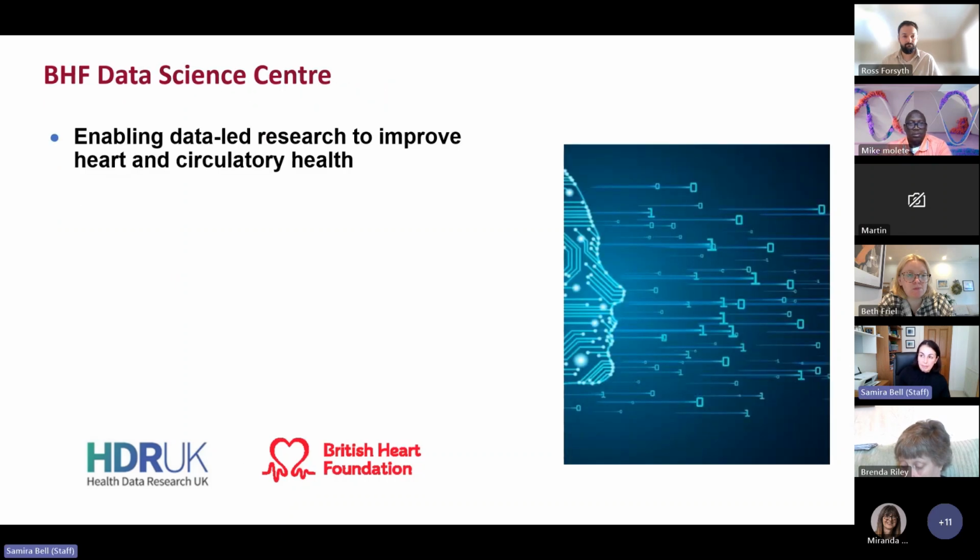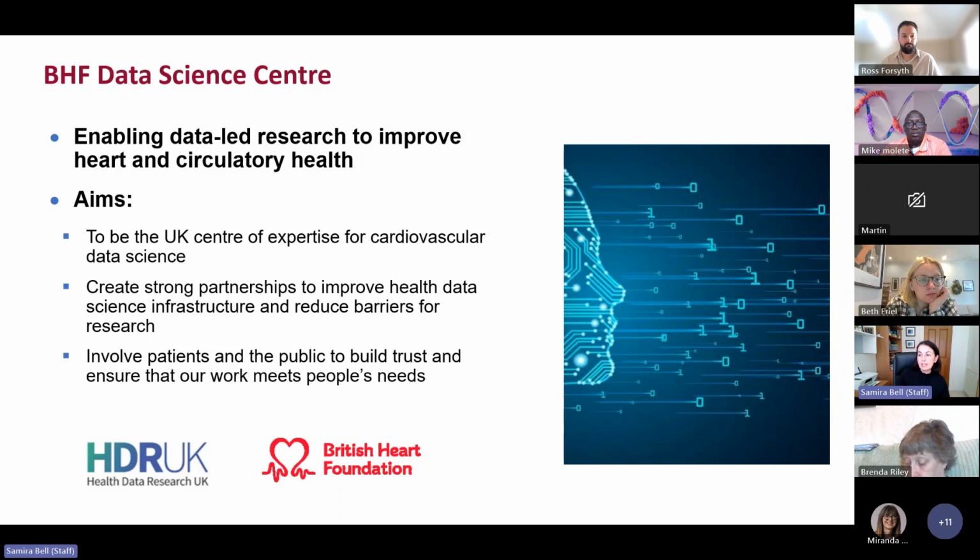So the aims of the BHF Data Science Centre are really to enable data-led research to improve heart and circulatory health. It really aimed for the UK to be a centre of expertise for cardiovascular data science, create strong partnerships to improve health data infrastructure and reduce barriers to access these data, but most importantly, we wanted to make sure that the patients and the public were involved throughout all of the work to ensure that we build trust and the work meets people's needs.